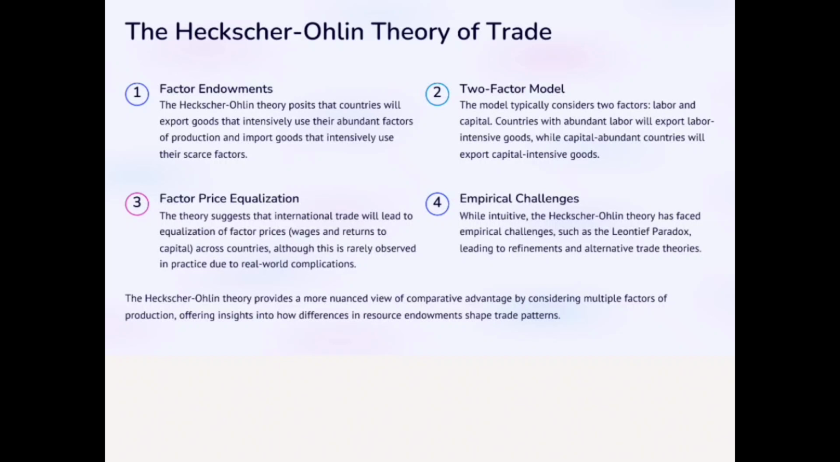4. Empirical challenges. While intuitive, the Heckscher-Ohlin theory has faced empirical challenges, such as the Leontief paradox, leading to refinements and alternative trade theories. The Heckscher-Ohlin theory provides a more nuanced view of comparative advantage by considering multiple factors of production, offering insights into how differences in resource endowments shape trade patterns.